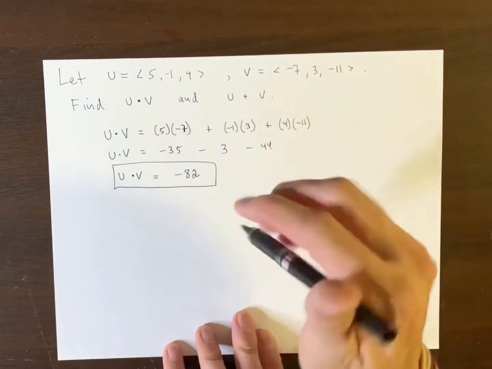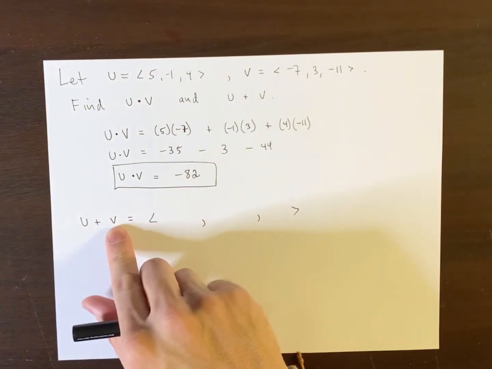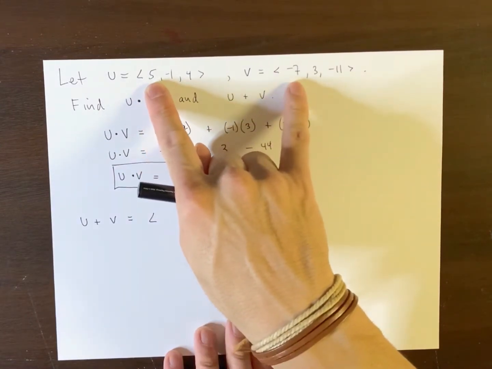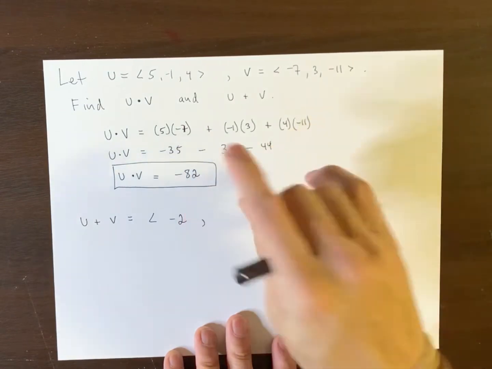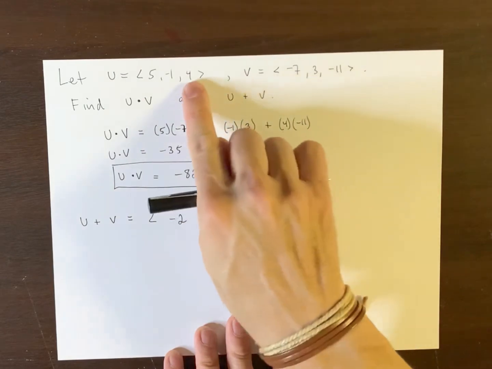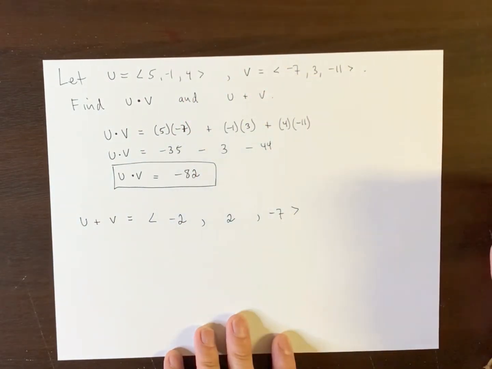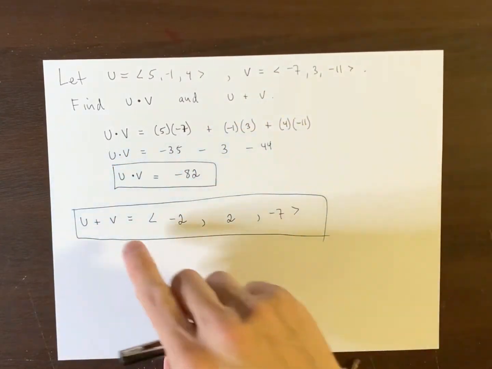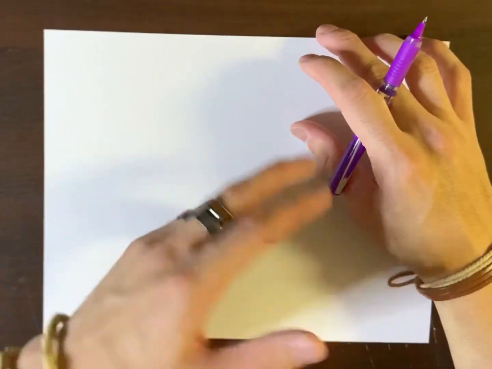Now, the sum. So, if you want to add two vectors, you have to add them component-wise. For instance, 5 and negative 7. Add them. What is the sum? Negative 2. That and that. Add them, positive 2. This and this. Add them, negative 7. Done. So, that is how you find the dot product and the sum of two given vectors. And so now let's take these ideas to the next level.